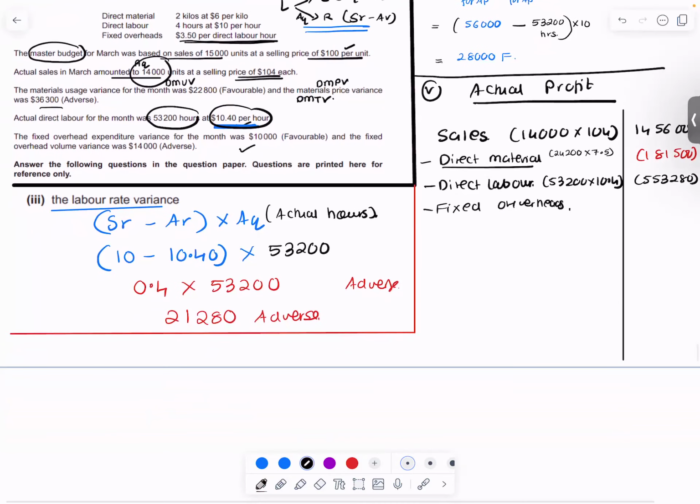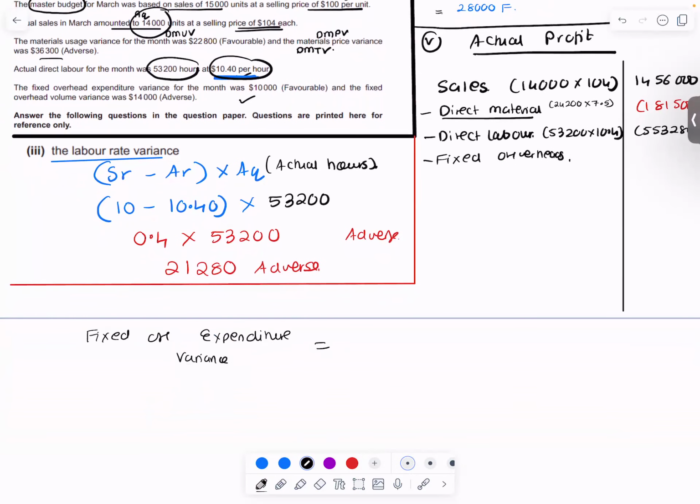Now we don't know how to calculate fixed overheads. Oh, we have to calculate that one. Fixed overhead expenditure variance is what? Fixed overhead expenditure variance is fixed overhead as per master budget minus fixed overheads as per actual budget.